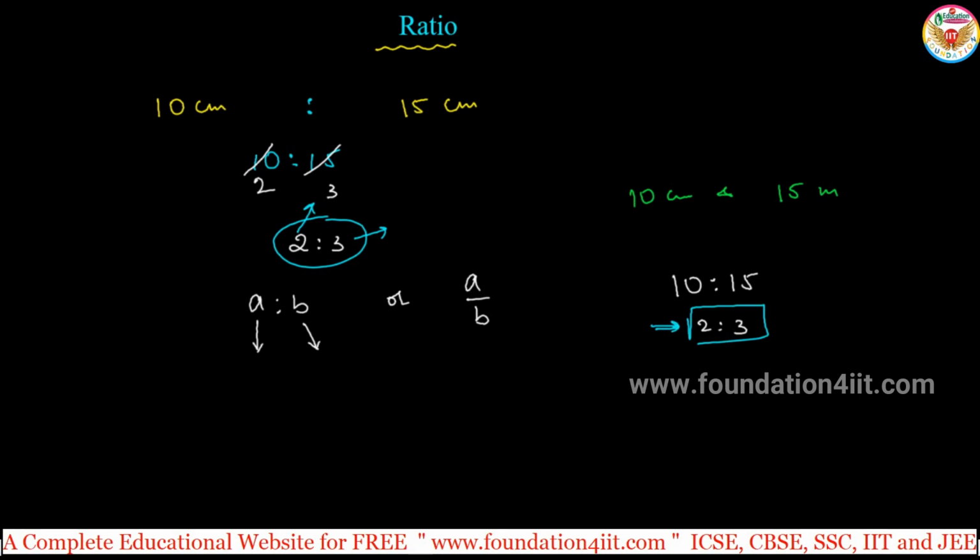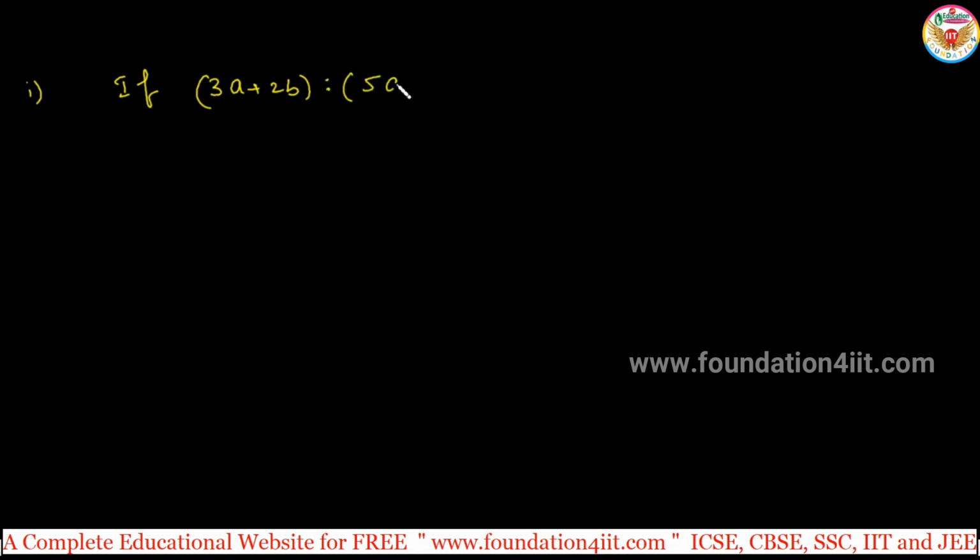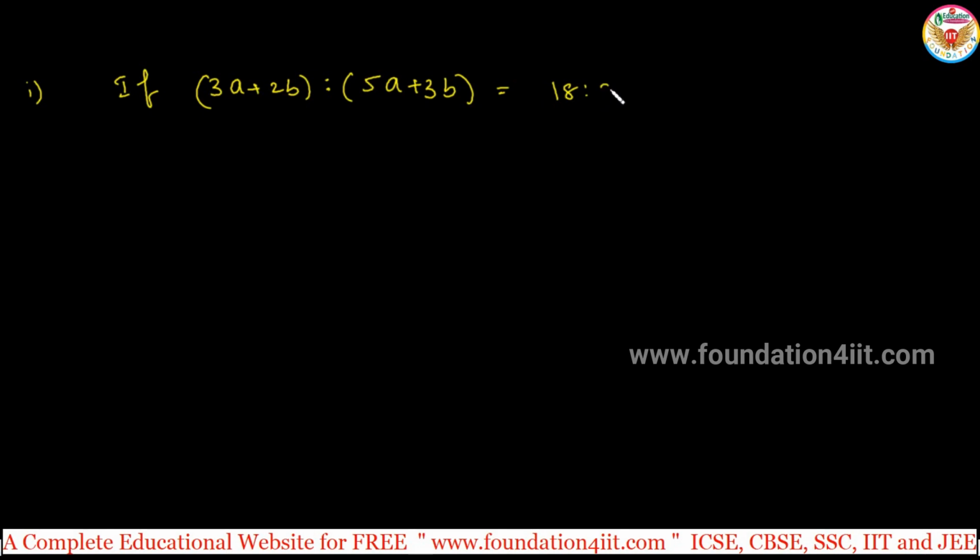And let us see some problems first. Then you can get a clearer idea how the questions will come from these ratios. Here, if 3a plus 2b is to 5a plus 3b is equal to 18 is to 29, now find a is to b.